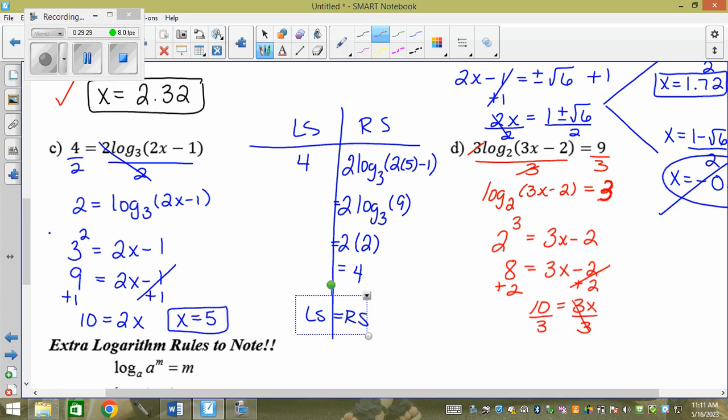And people get a little panicked because it's not just like 5. It's 10 over 3. And they worry if they're wrong, right? So I want you all to check this. I know it's 10 over 3, which is 3.33333. I want you guys to try this in your calculator.